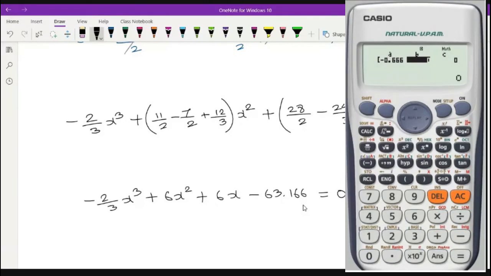Next, it is asking b value. My b value is 6. So plus 6. Next, it is asking c value. So c value is in terms of x. That is also 6. And d value. D value is without any x, which is minus 63.166. Substitute it. So you'll get three values. X1, which is minus 3. X2 is 8.7. X3 is 3.38. Okay, these are the three values.